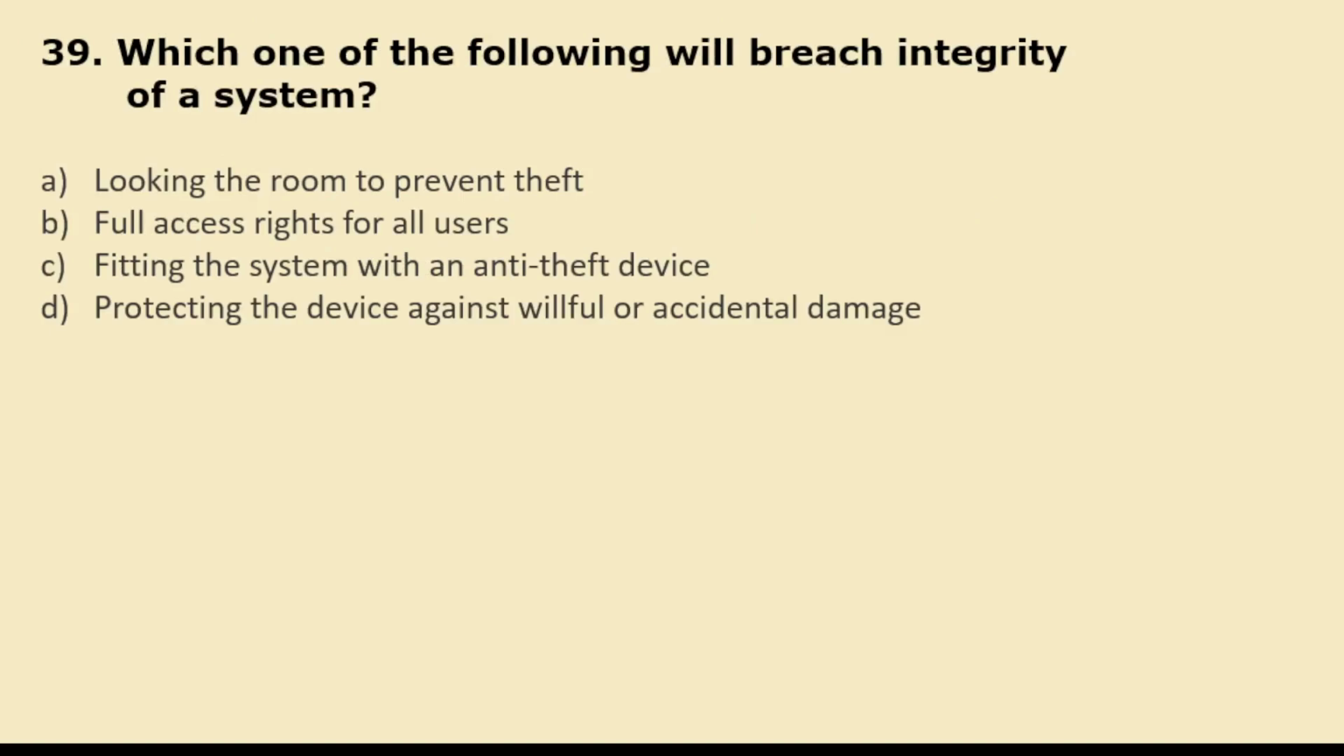Question 39. Which of the following will breach integrity of a system? A. Locking the room to prevent theft. B. Full access rights for all users. C. Fitting the system with an anti-theft device. D. Protecting the device against willful or accidental damage. Answer is B. So full access rights for all users will surely breach integrity of a system.